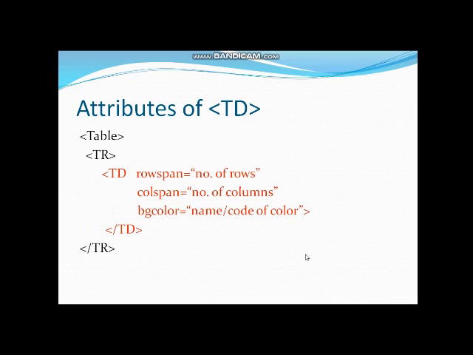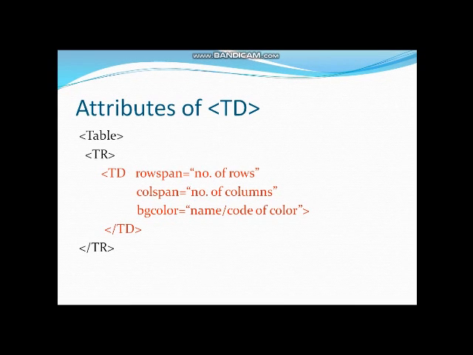Now the attributes of td tag. td means your table data. Okay, where you are going to write the data, where we are going to write the text, where we are going to insert the images, where we are going to insert the hyperlinks. Okay, so table, tr, and within it td.